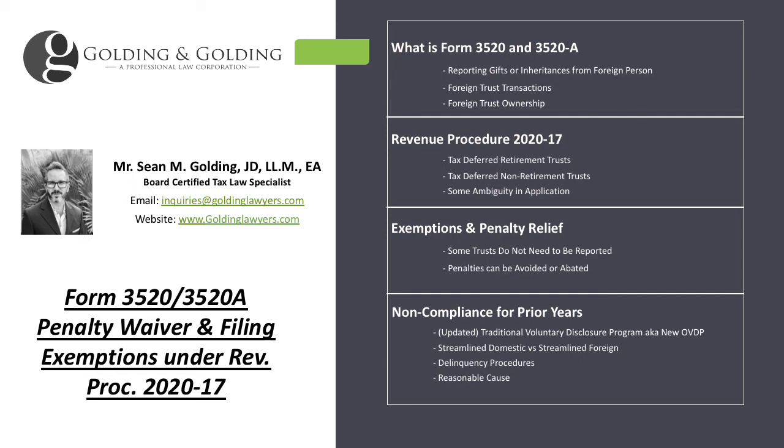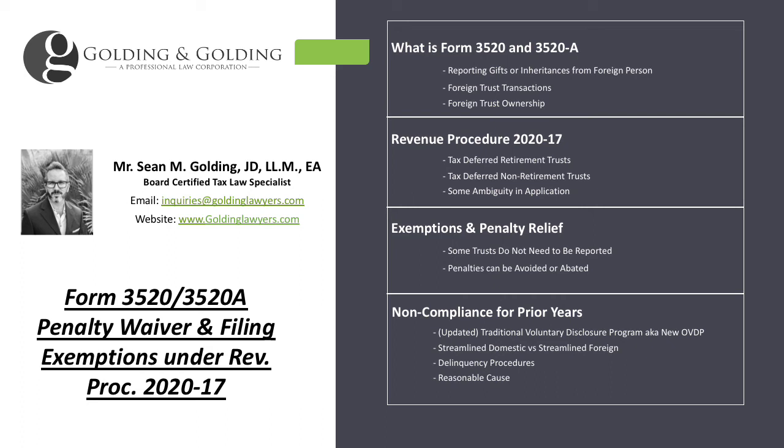If the only issue you have is the Form 3520 penalty, you probably don't need to do voluntary disclosure or anything like that. You just skate by doing an abatement reasonable cause letter. If you have not been penalized yet, maybe it's something you don't have to worry about.